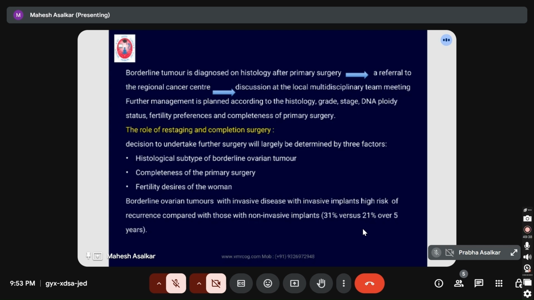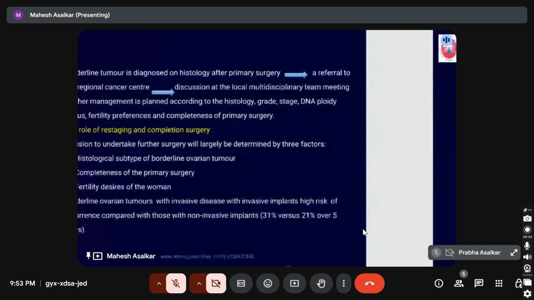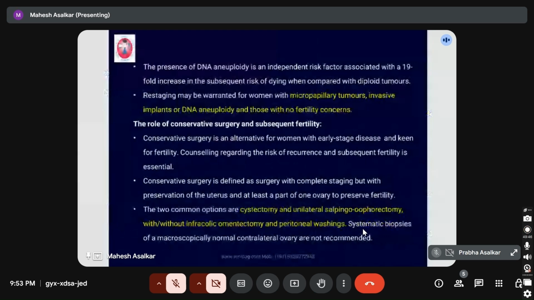If the implants are invasive, the risk of recurrence is 31%. If the implants are non-invasive, there is a 21% risk of recurrence. The presence of DNA ploidy is an independent risk factor associated with a 19-fold increase in the subsequent risk of dying when compared with the diploid tumors. So if there is DNA aneuploidy, again there is a risk of poor prognosis.